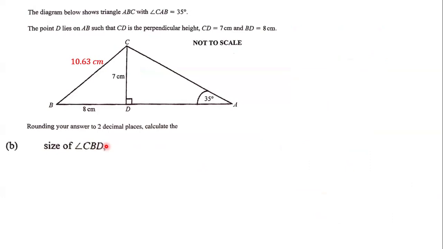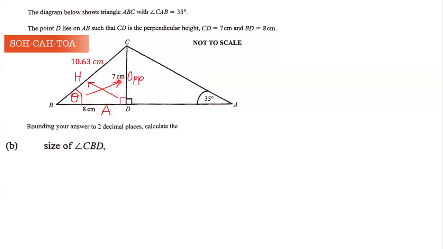Next, we have to determine the size of angle CBD. Now we have this is C, this is B, and this is D. So we need to figure out what is the size of this angle B. In order to do this, we would use our SOHCAHTOA. Let's label our triangle. So this right here, angle B is theta. The side that's opposite angle B is the opposite side. The side that is opposite the right angle is the hypotenuse, which we just figured out, 10.63. And the adjacent side is 8 centimeters.